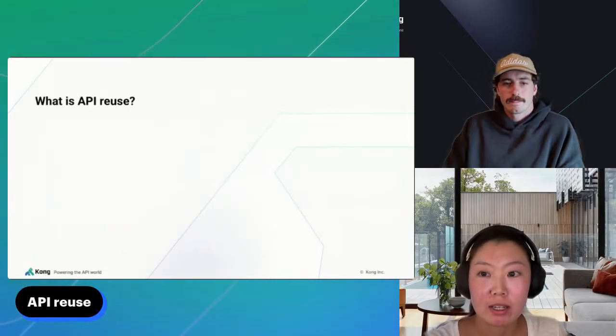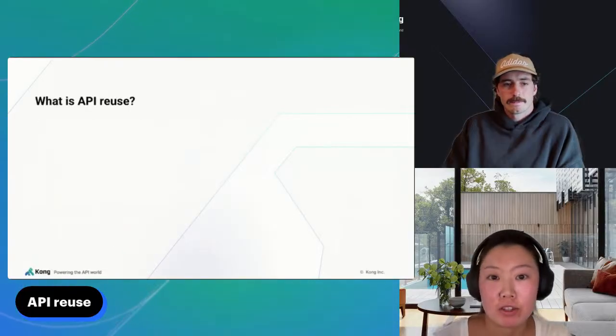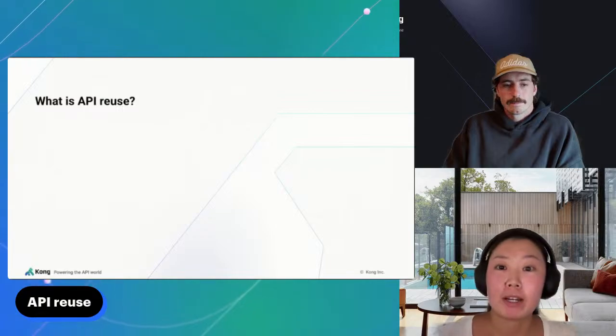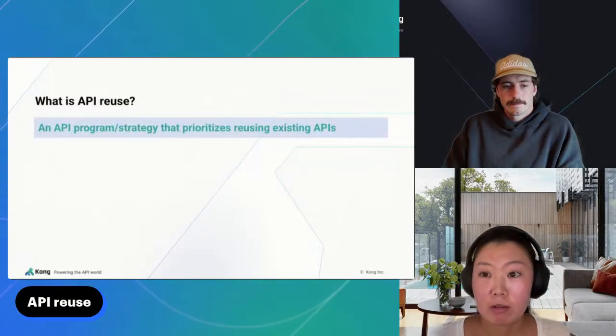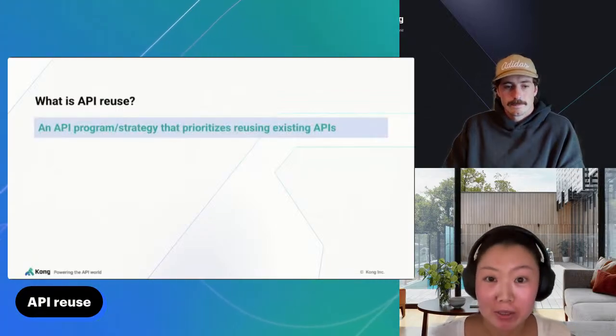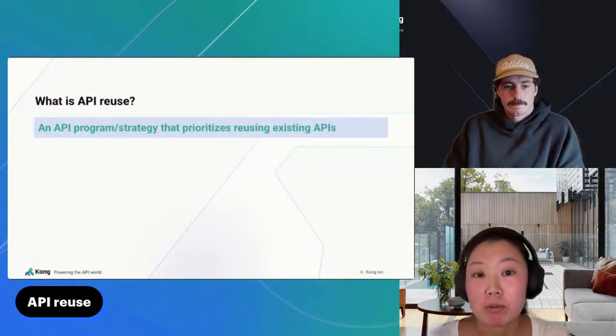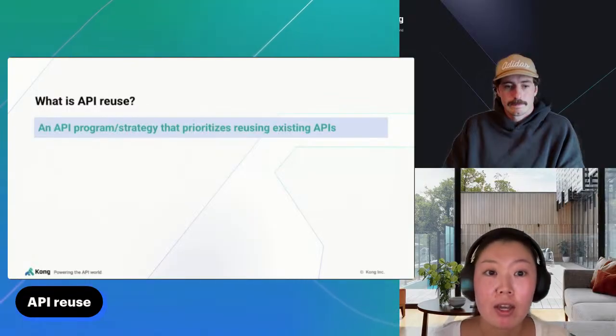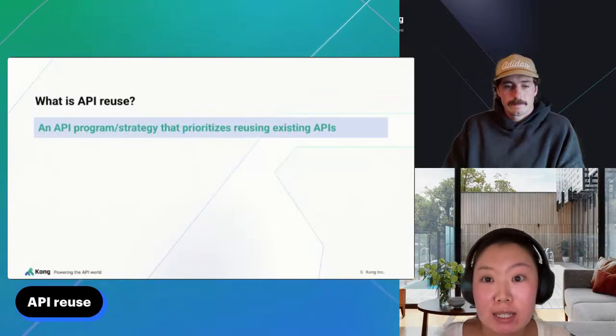All right. So let's start by making sure we're on the same page, which requires answering, what do we mean by API reuse? So when we refer to API reuse, we're mostly talking about an API program or an API strategy that prioritizes reusing existing APIs rather than building new ones.